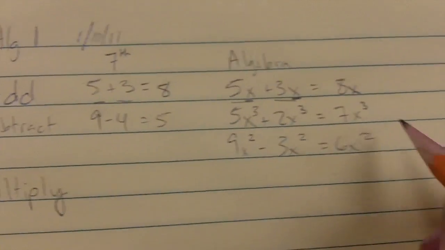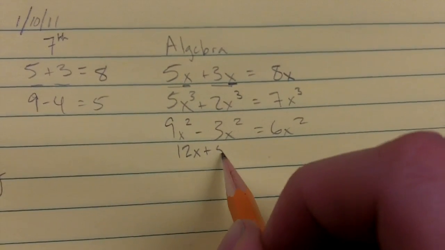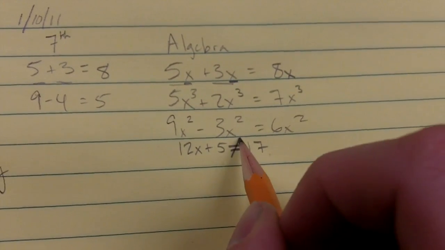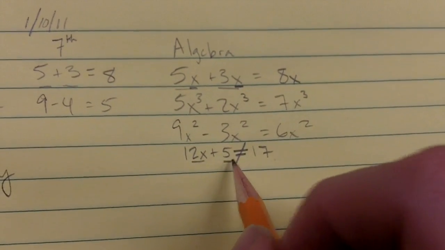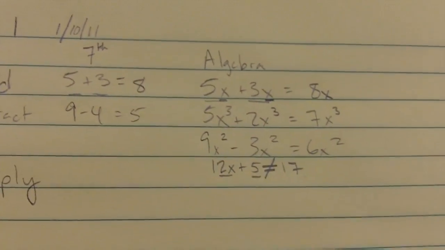What we can't do is this. We're not allowed to say that 12x plus 5 is 17. That is definitely not true. Why not? Because these are not like terms. These aren't like terms. You can't put them together. 12x plus 5 is 12x plus 5.